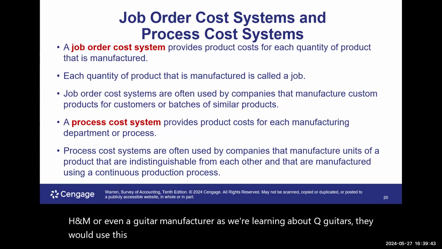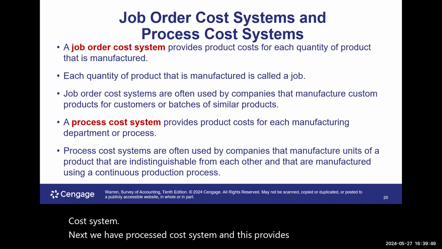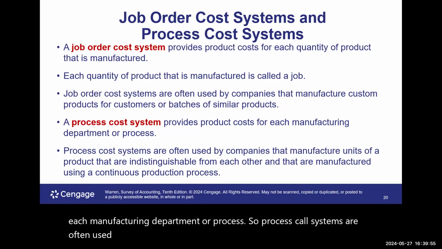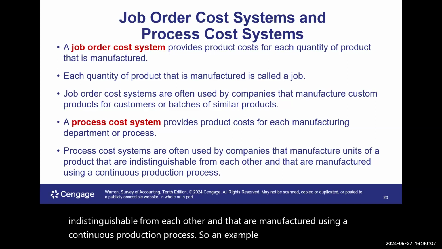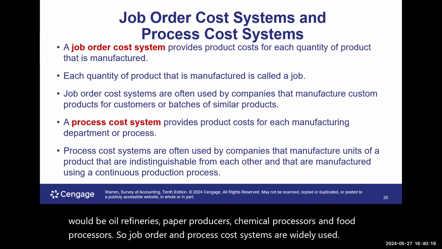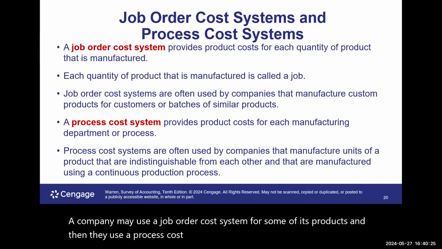or even a guitar manufacturer, as we're learning about Q Guitars, they would use this job order cost system. Next, we have process cost system, and this provides product costs for each manufacturing department or process. So process cost systems are often used by companies that manufacture units of a product that are indistinguishable from each other and that are manufactured using a continuous production process. An example of a process cost system would be oil refineries, paper producers, chemical processors, and food processors. So job order and process cost systems are widely used. A company may use a job order cost system for some of its products, and a process cost system for other products.